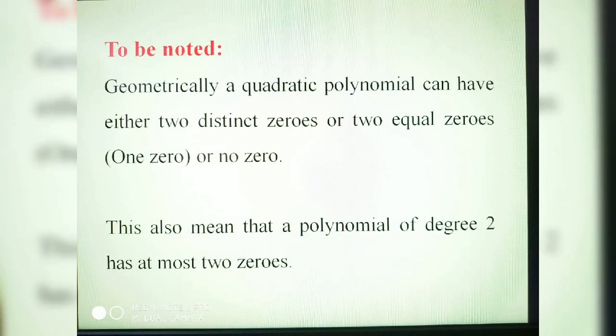So what is the point to be noted? Geometrically, a quadratic polynomial can have either two distinct zeros or two equal zeros, that means one zero, or no zero. This also means that a polynomial of degree 2 has at most two zeros.